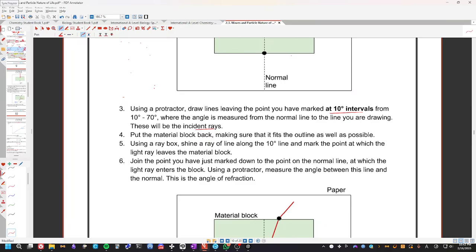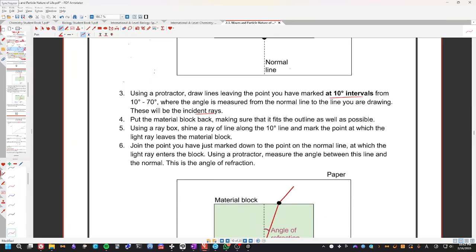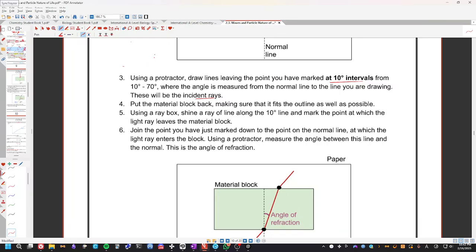So we've drawn the incident rays. Now place the material back. So the third step is all about drawing your incident rays. Fourth step, just an intermediate step, we're placing the block back on. Fifth step, shine a ray of light. So we're going to shine the ray of light across the first incident ray and mark the point at which it leaves the ray block, the material block.